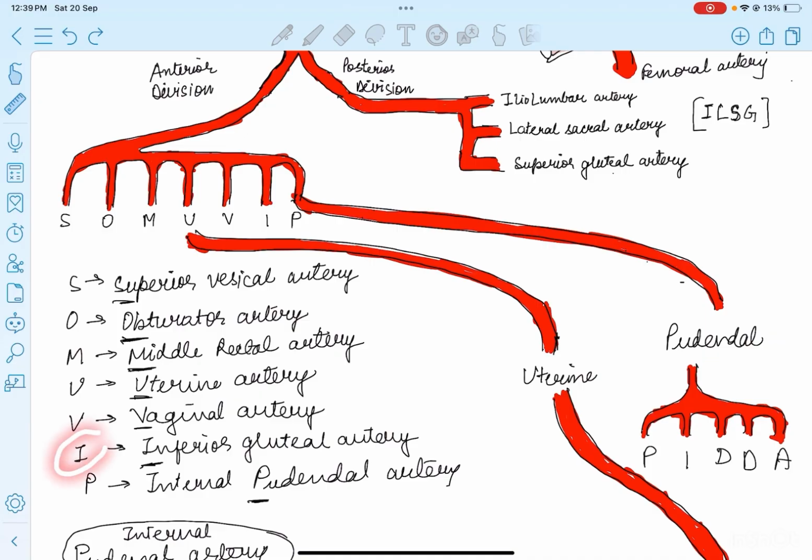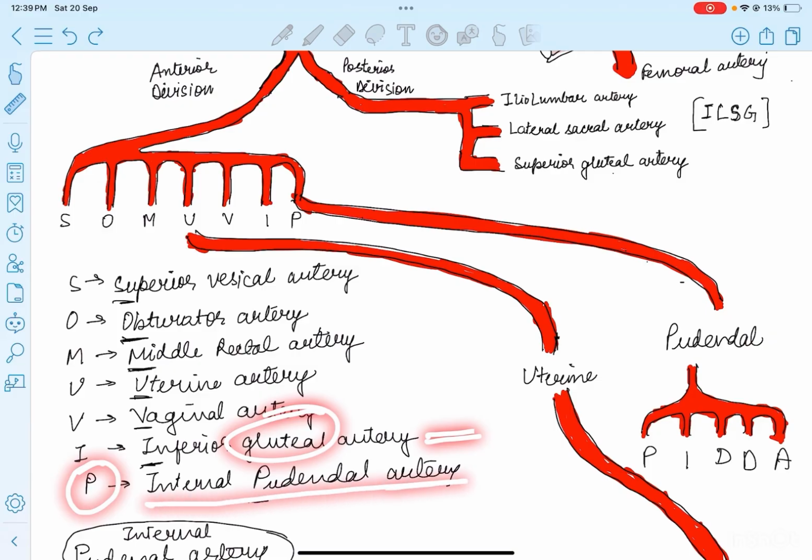I stands for inferior gluteal artery. As you can see that it has the name gluteal in it, so it will supply the gluteal region. Actually, these two arteries, I and P, inferior gluteal artery and internal pudendal artery, they both exit the pelvis through the greater sciatic foramen. The inferior gluteal artery is the major terminal branch of the internal iliac and it supplies the gluteal region, and the P stands for internal pudendal artery.